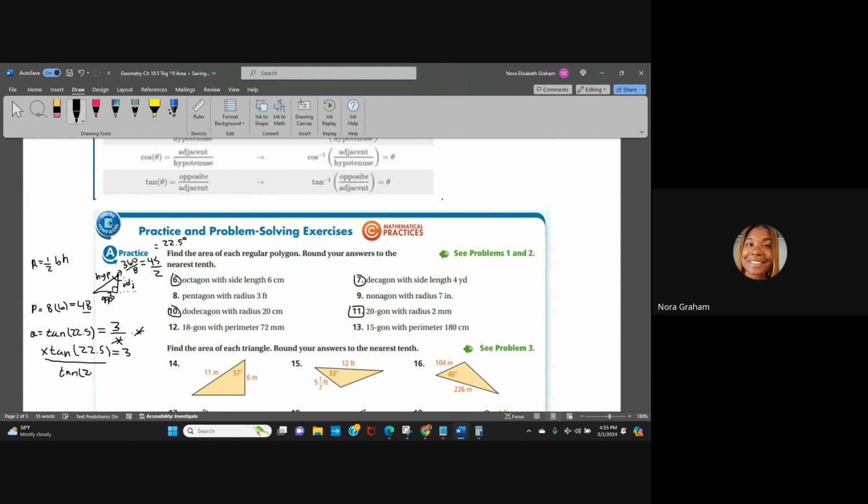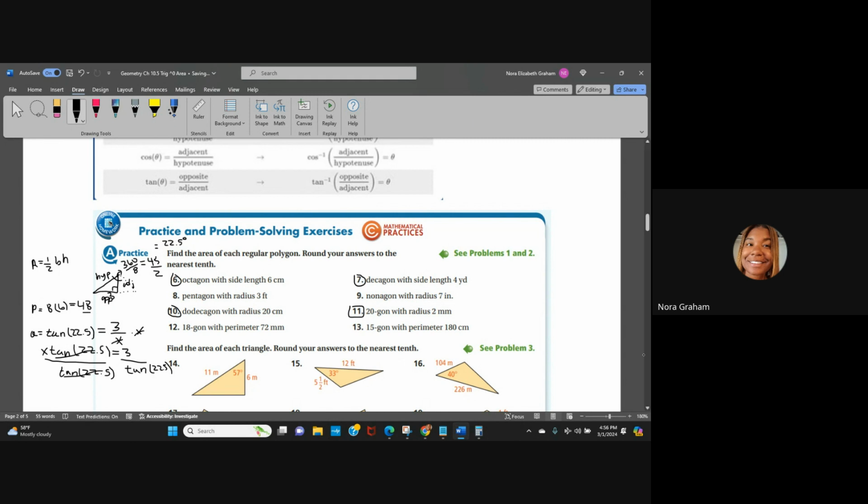I kind of look at them as their own numbers, because it kind of is. All right, divide both sides by tan 22.5. Sorry, it's taking me a while to write that. And then you would just cross these out, and your X would be all by itself. And then you have X equals 3 over tan 22.5. All right. And that's going to be my apothem.